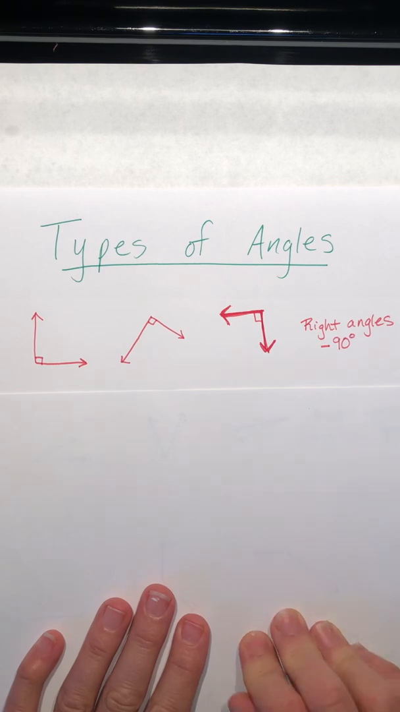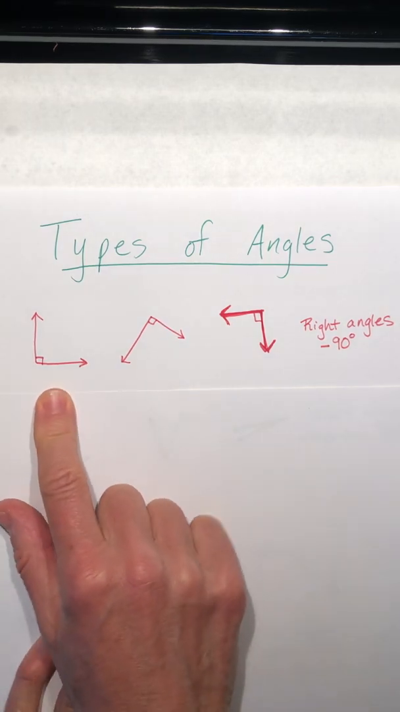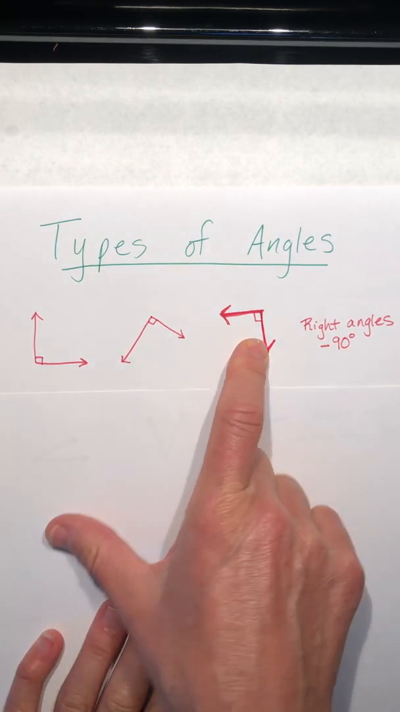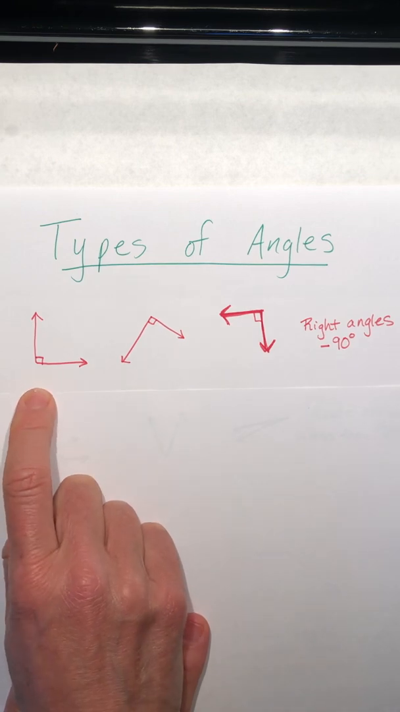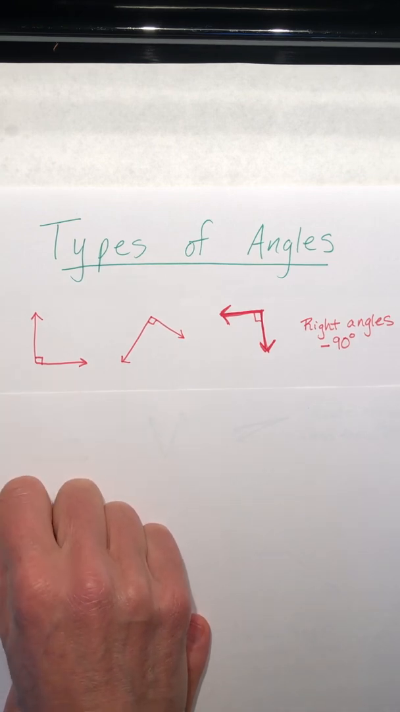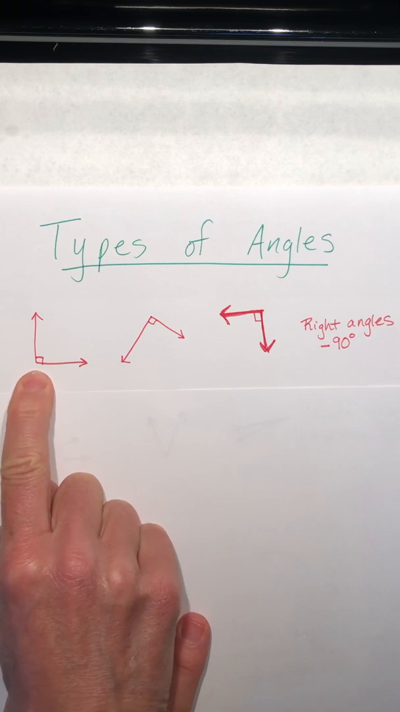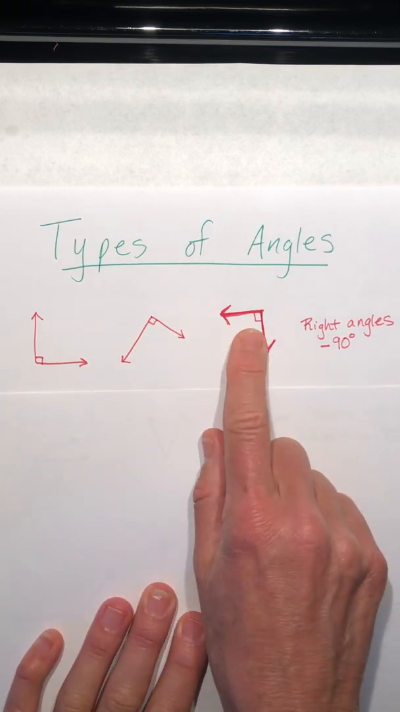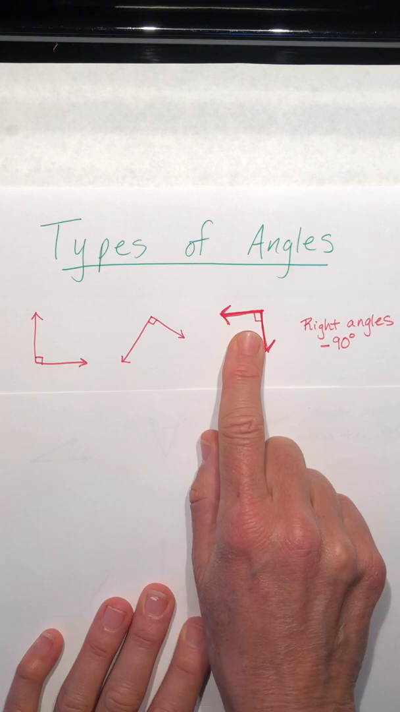So one type of angle is a right angle. And we've seen these before this year. A right angle equals 90 degrees exactly. It's a perfectly square corner. And it has that little symbol in the corner. If you see that, you know you have a right angle. You know it's got to be 90 degrees.